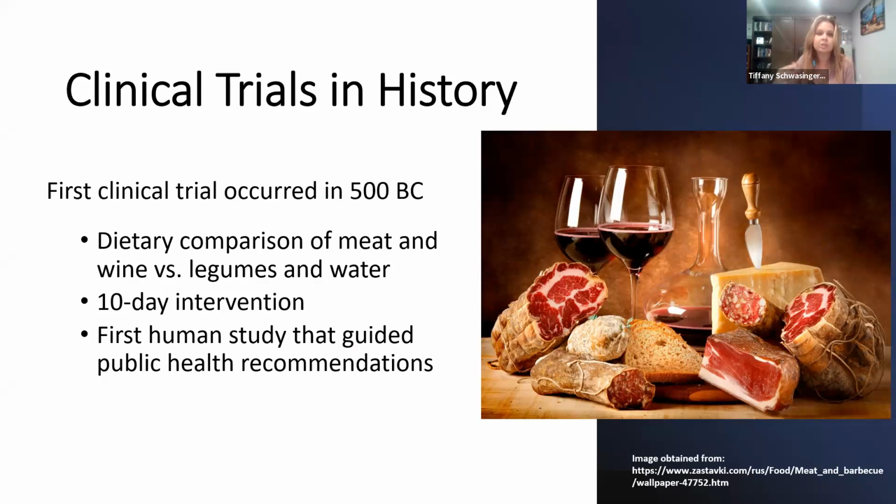And so what they did is they actually did a 10-day intervention where they tried the standard diet, which was more wine and meat based, versus a more plant and water based diet. And to no surprise to anybody, people that were eating naturally actually had increased strength and better performance over time. So this was really the first human study that guided public health recommendations. And it's incredible to see something so simple could make such a difference.